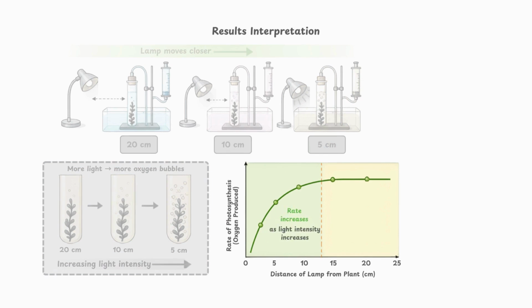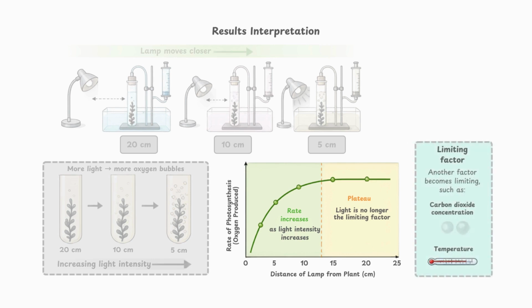At first, as light intensity increases, the rate of photosynthesis also increases. This is because light is the limiting factor. However, after a certain point, the graph levels off and forms a plateau. This means that adding more light no longer increases the rate of photosynthesis. At this stage, light is no longer the limiting factor. Another factor is now limiting the rate, such as carbon dioxide concentration or temperature.